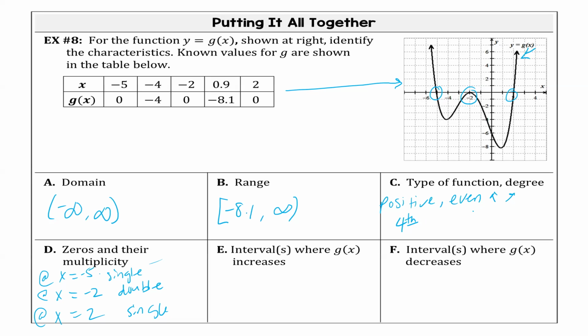There's 2 ways of knowing it's a 4th degree. Way number 1 is my turning points. I have 3 turning points. Your turning points are going to be your degree minus 1. We see that? The other way is when I stated my zeros and their multiplicity. So this was 1, 2, 1. How many total zeros did I have? 4. So that also verifies that this is a 4th degree polynomial. Got it?